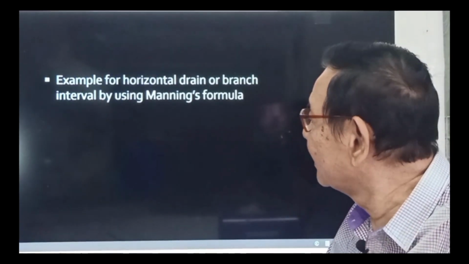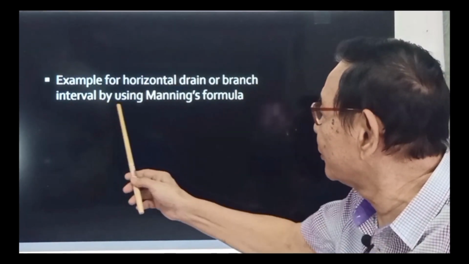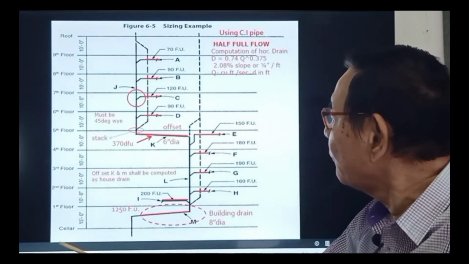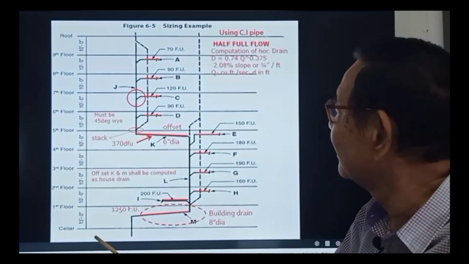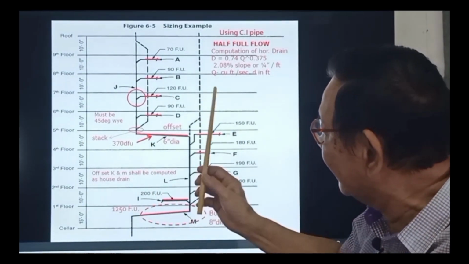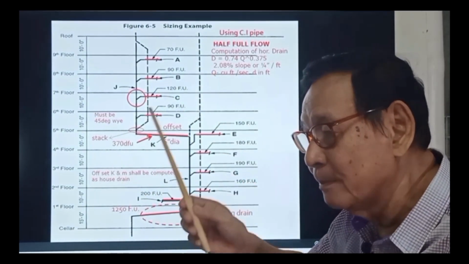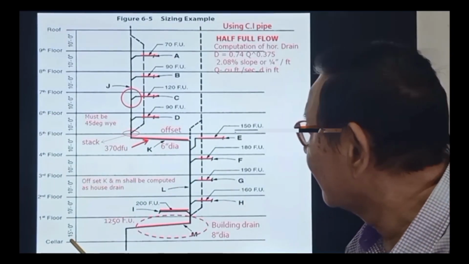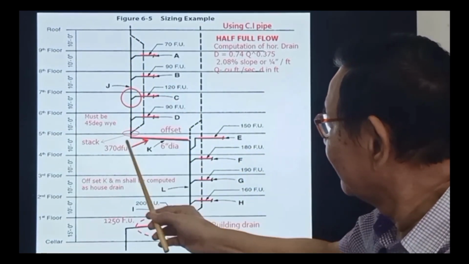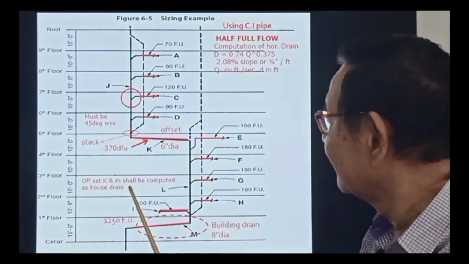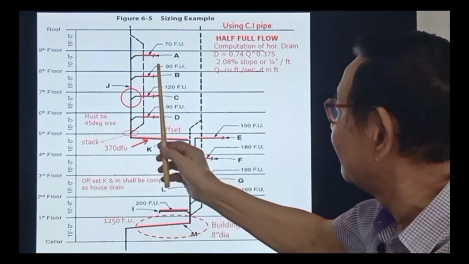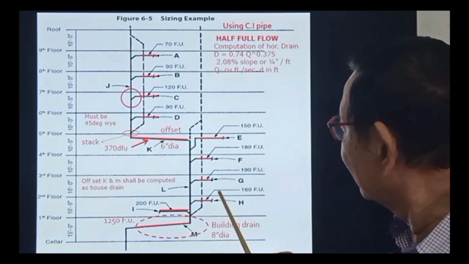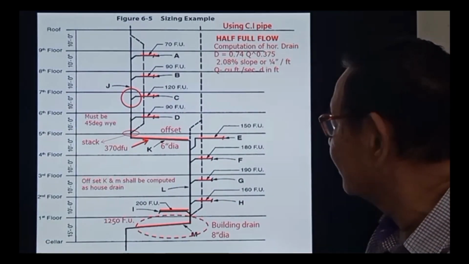Example, for a horizontal drain or branch interval using Manning's formula. I will show you how to size from this example taken from Engineered Plumbing Design by Dr. Alfred Steele. The upper zone, the upper stack, has 4 intervals, 4 branches. The lower stack has 1, 2, 3, 4, 5 branch intervals.